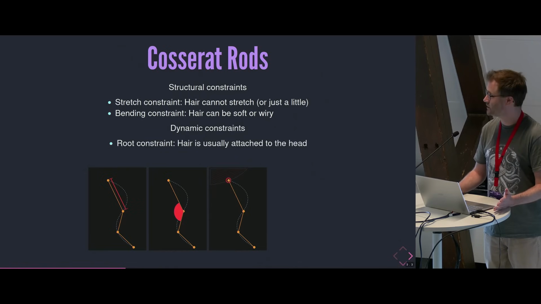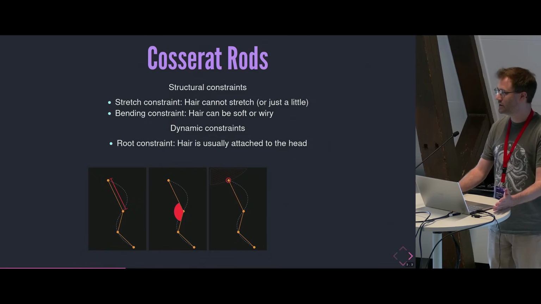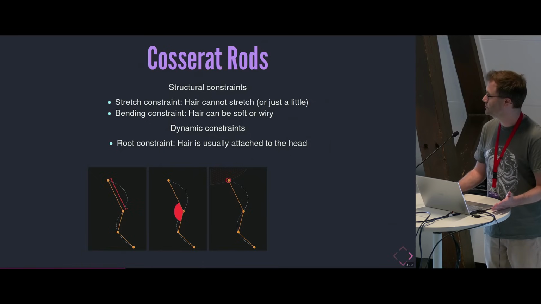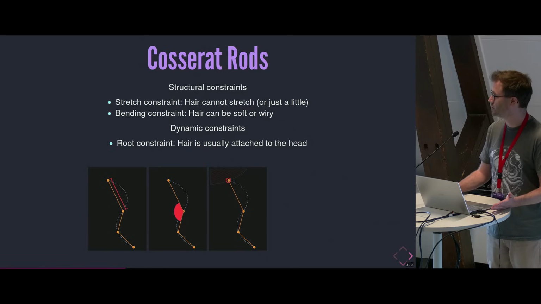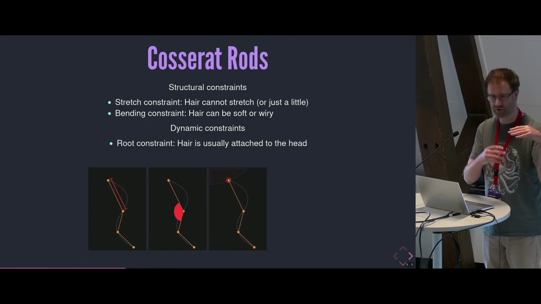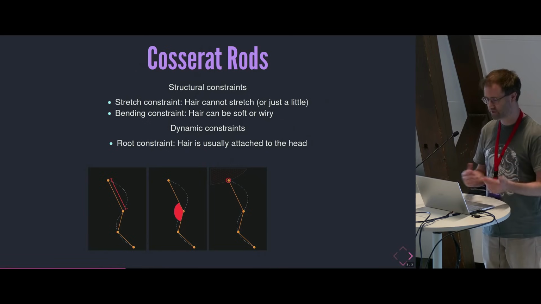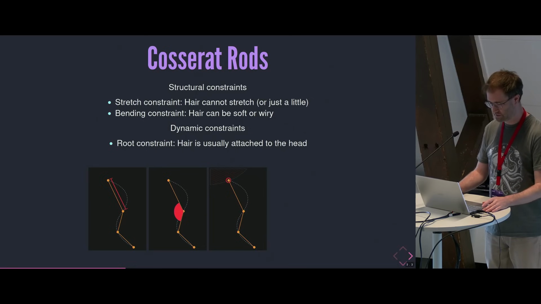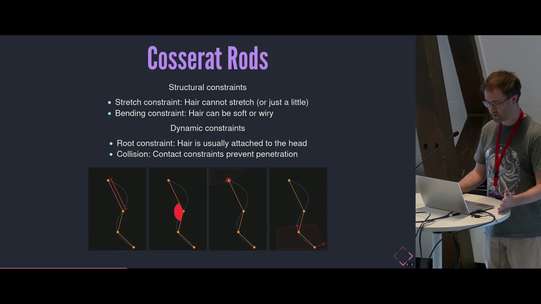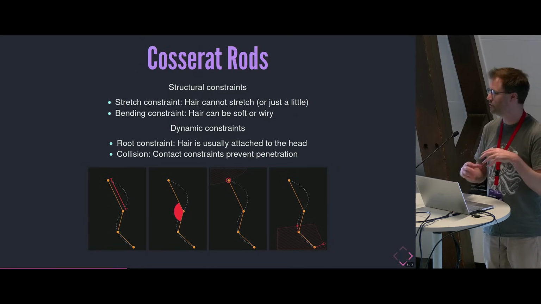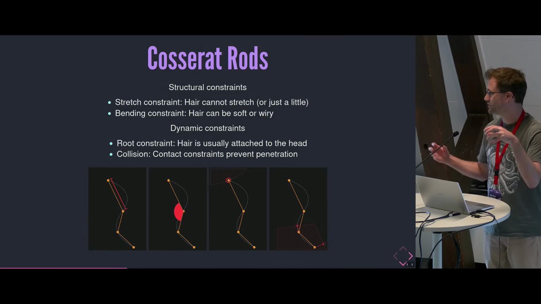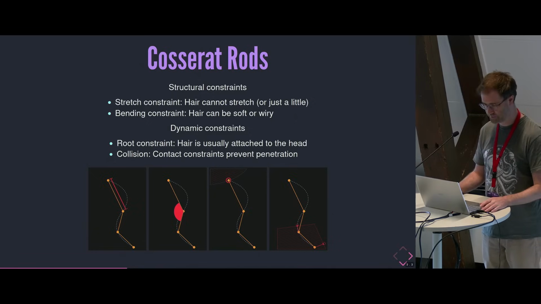Dynamic constraints are constraints that would be updated over time. So for example, the root constraint of the hair makes it attached to the head. And as the head moves around and is animated, then these root constraints also have to be updated. And then there are collision constraints that have to be detected every frame. You have to detect the new contact points and move the hair to the surface of the mesh so it stays outside and doesn't penetrate.